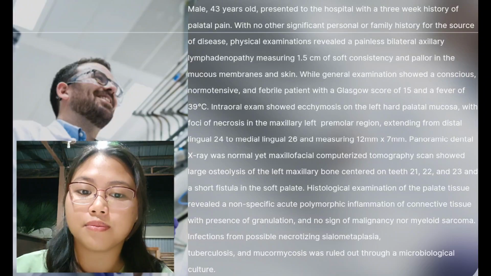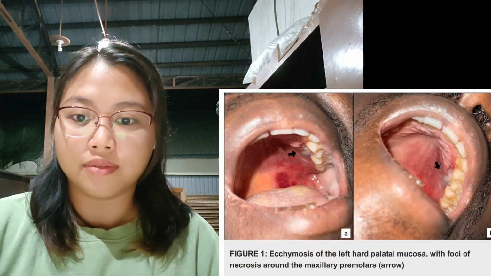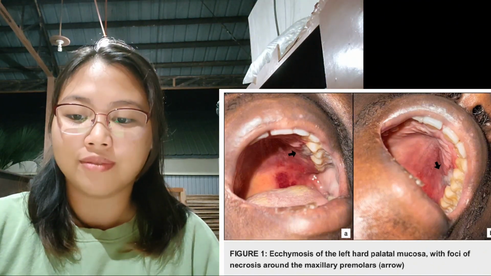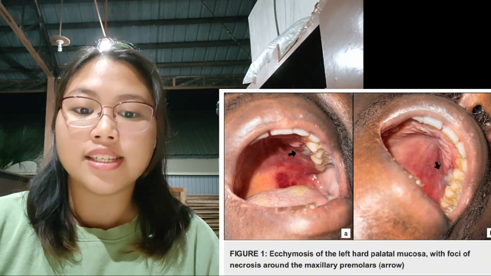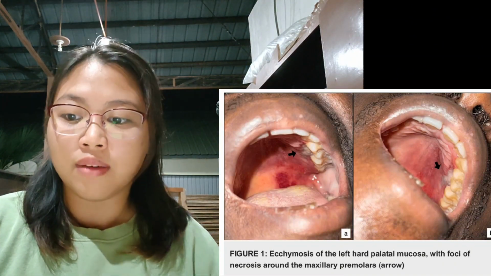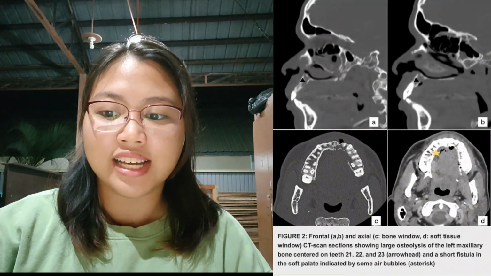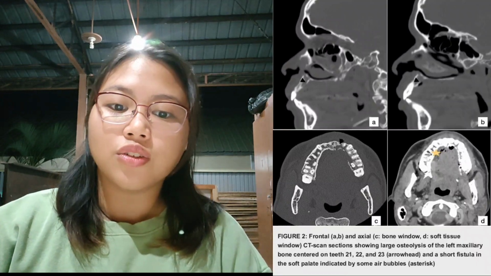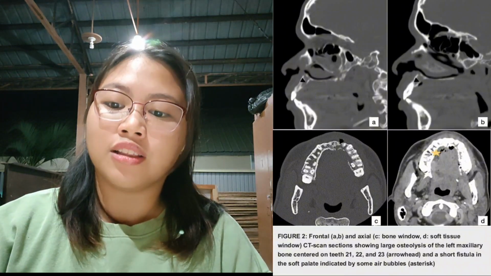39 degrees Celsius. Intraoral exam showed ecchymosis on the left hard palatal mucosa, with foci of necrosis in the maxillary left premolar region, extending from distal lingual 24 to medial lingual 26 and measuring 12 mm by 7 mm. Panoramic dental X-ray was normal, yet maxillofacial computerized tomography scan showed large osteolysis of the left maxillary bone, centered on teeth 21, 22, and 23, and the short fistula in the soft palate.